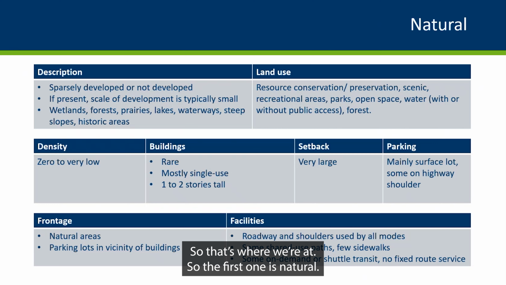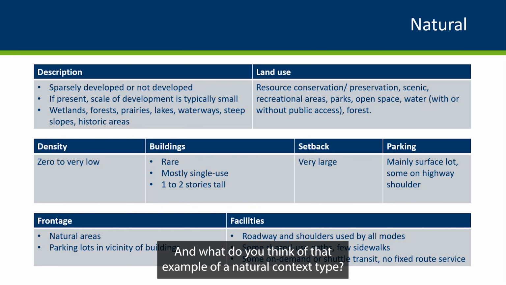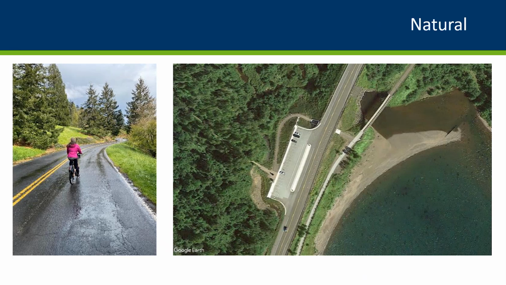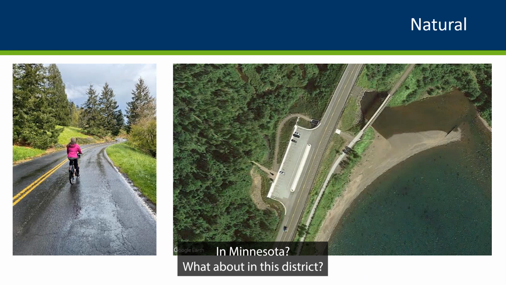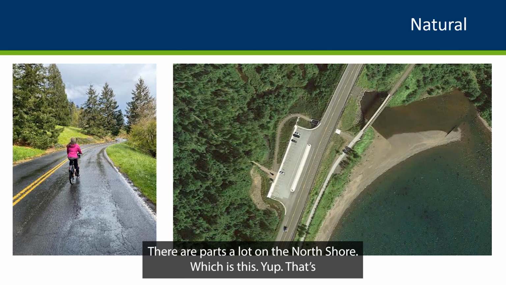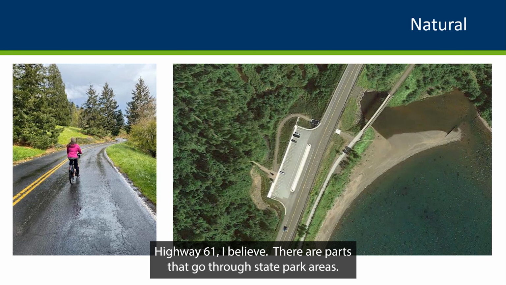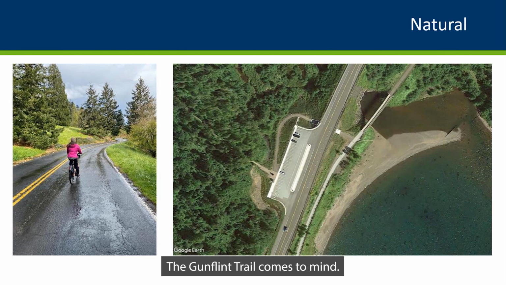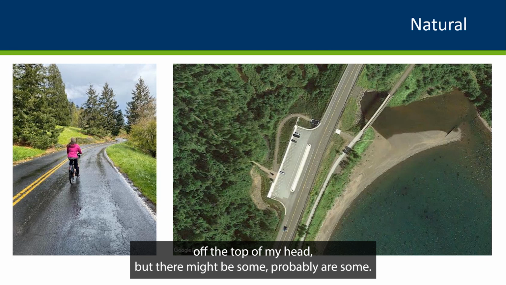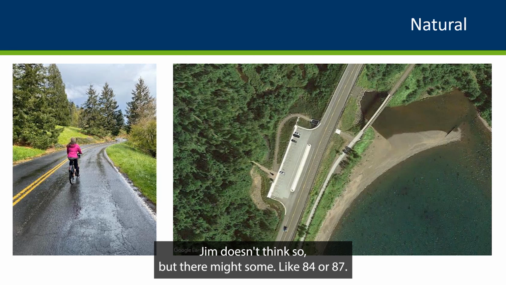So the first one is natural. Anybody think of an example of a natural context type in Minnesota? What about in this district? There's a couple of examples that come to mind. There are parts along the North Shore, Highway 61, I believe. There are parts that go through state park areas. The Gunflint Trail comes to mind. I can't think of any examples in D3 off the top of my head, but there might be some. Probably are some. Jim doesn't think so, but there might be a couple.